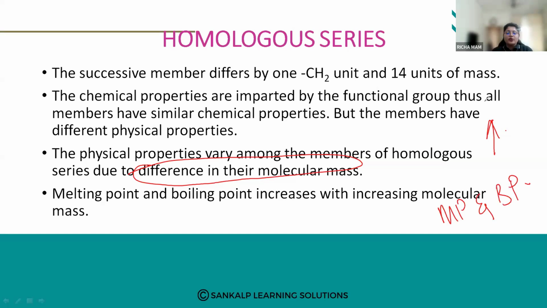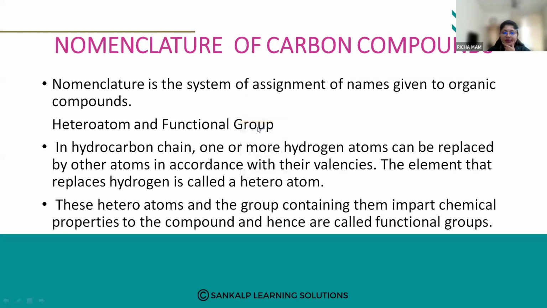Whichever homologous series you are taking, let it be alcohols, alkanes, or alkenes, each different homologous series will have similar chemical properties, but the physical properties will be different because of their molecular masses. As the molecular mass increases, physical properties like melting point and boiling point get affected. So as molecular mass increases, your boiling point and melting point also increase. You have to keep this in mind.